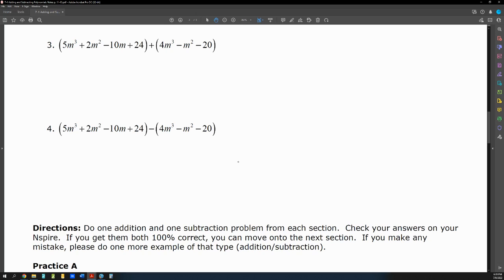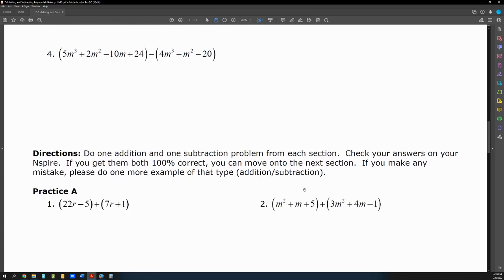All right, so we'll start with our m cubes. I see we have 5m cubed here and 4m cubed here. Adding those together, we get 9m cubed. Next is our m squareds. We've got 2m squared here and a negative m squared here. Gives us a 1m squared, or just m squared. And that's positive. Next up, we have a negative 10m, and that's our only m term, so that just gets brought down. And finally, our constant term, positive 24 and negative 20, gives us positive 4. And so this is our final answer in standard form.